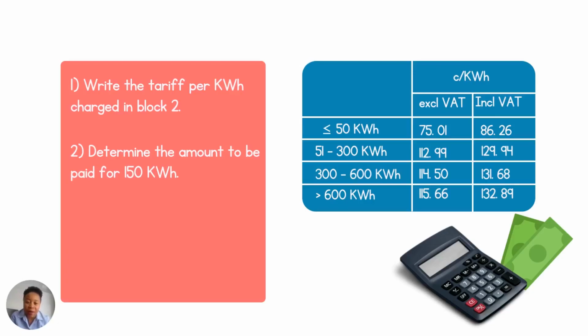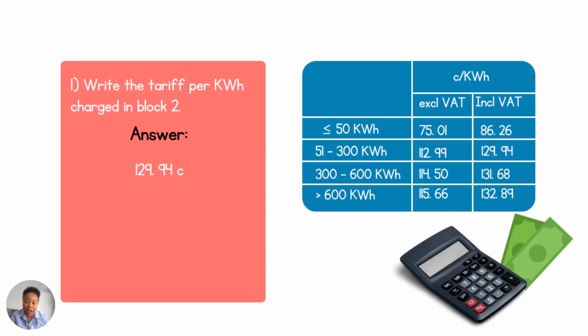And the second question says, determine the amount to be paid for 150 kilowatt hours. So pause this video and attempt answering these questions. So to answer the first question, when I look at block 2, my answer is 129.94 cents. So if you wrote that, then you are correct, my friend.